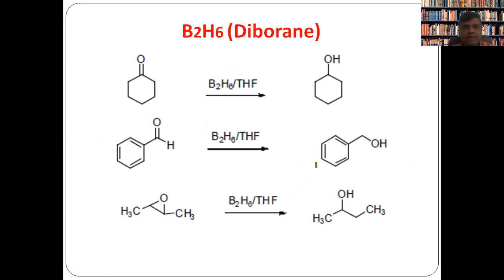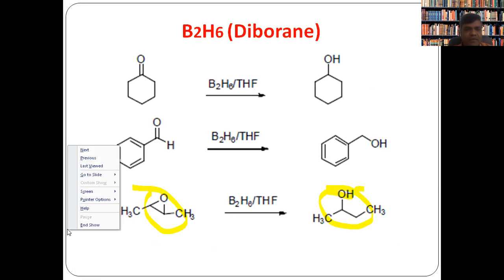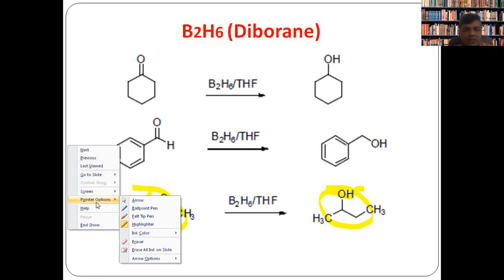After that we discussed diborane as a reducing agent. Diborane reduces ketone to secondary alcohol, aldehyde to primary alcohol. It also reduces the epoxide ring. The ring opening reaction takes place, and we get secondary alcohol. In this case, from which side the ring opens is also very important. Here, as it is symmetrical, there is no issue of which side it opens from.